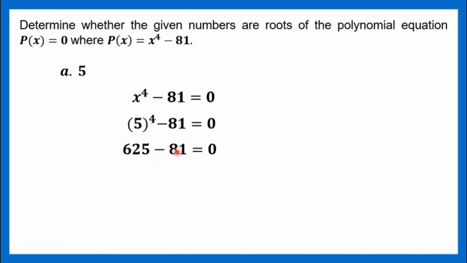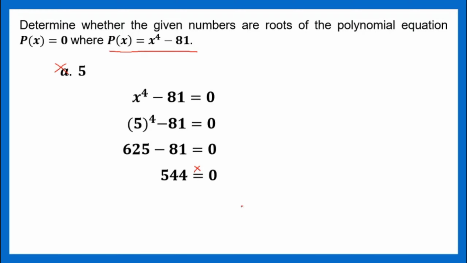625 minus 81, the answer is 544, is equal to 0. Question: pareho bang 0? Hindi. So, hindi ito equal. Right? So, ibig sabihin yan, yung 5 ay hindi rin root ng polynomial function na x raised to 4 minus 81.